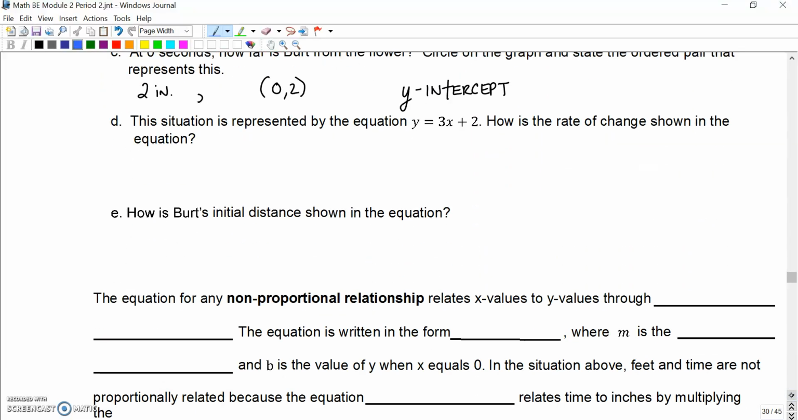Next it says on letter D, this situation is represented by the equation y equals 3x plus 2, so our goal is to figure out how they got this. How is the rate of change shown? Well, the rate of change was 3, and it's the coefficient of x.